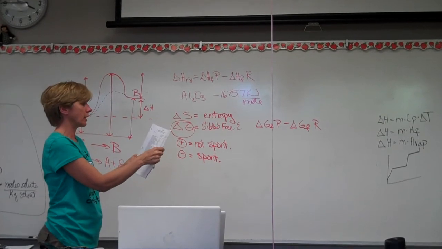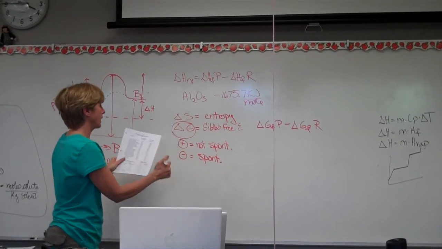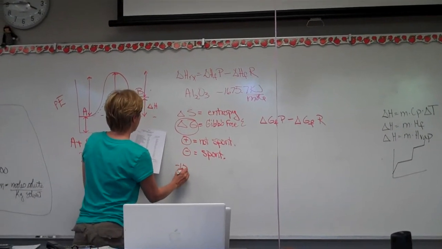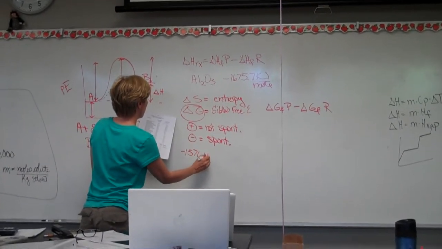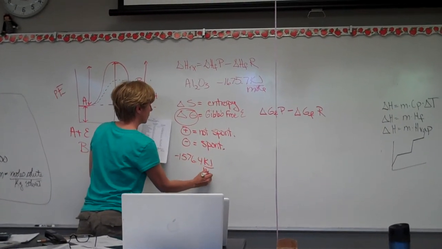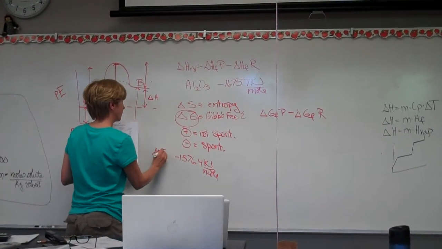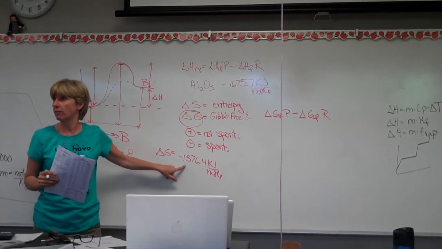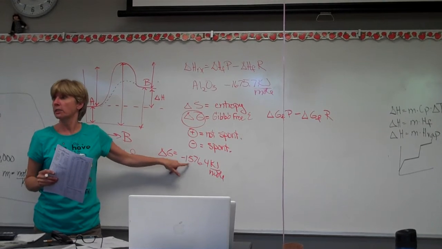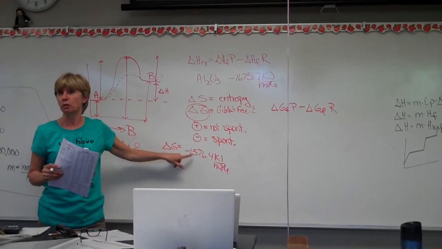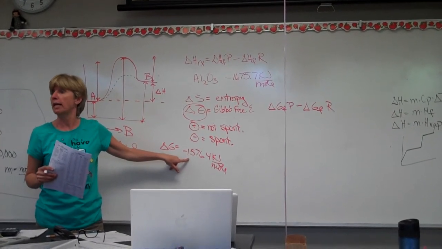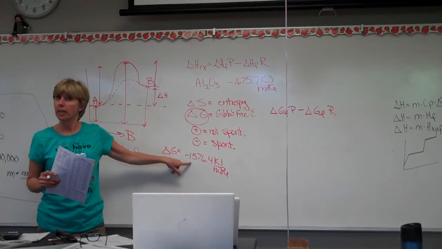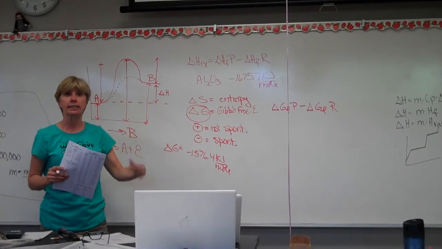So what does it mean? Aluminum oxide is negative 1576.4 kilojoules per mole. This is delta G. What does it mean? Because it's negative, aluminum oxide spontaneously forms from its free elements aluminum and oxygen. It just means it spontaneously forms.